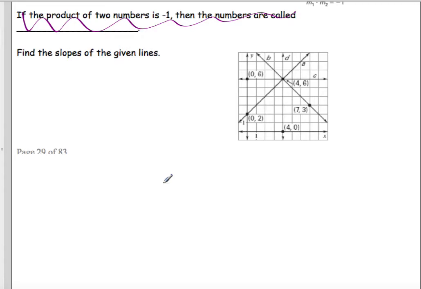Here we go. It says find the slopes of the given lines. In the picture here, we have several lines. And I'm just going to count to find the slopes of these lines because they are on a grid. Line A is right here, and I can see that it goes up one and right one as it's going over. So line A has a slope of +1. Line B, I can see right here it's going downward. It's going down one, right one, down one, right one. So it has a slope of -1.